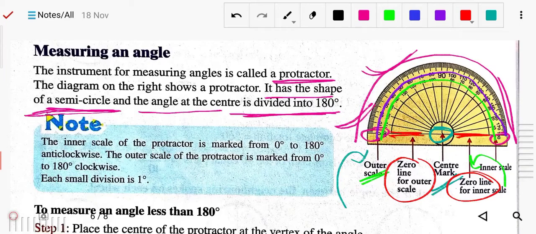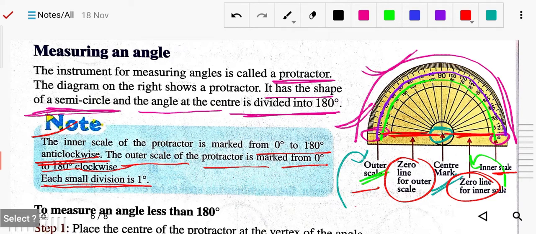Whenever you measure or construct an angle, this zero line should be placed on the baseline. The inner scale of the protractor is marked 0 to 180 anti-clockwise, as I told you. The outer scale is marked 0 to 180 again, clockwise. Each small division is 1 degree.